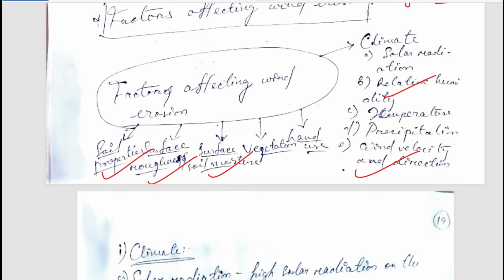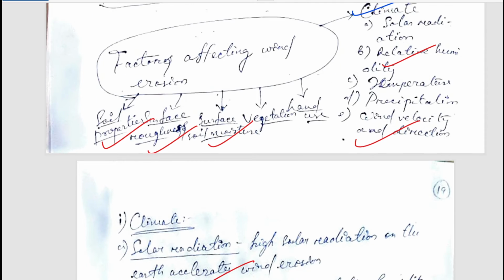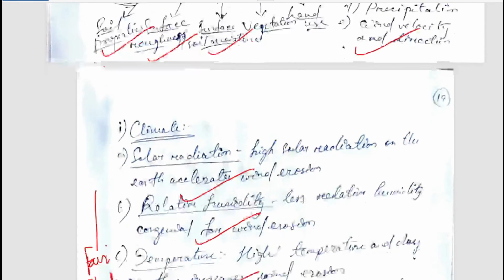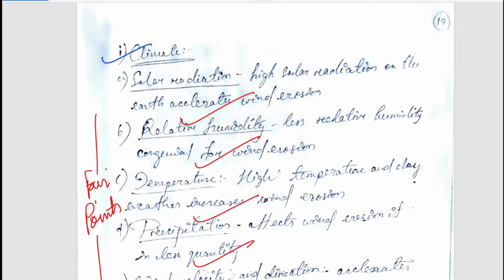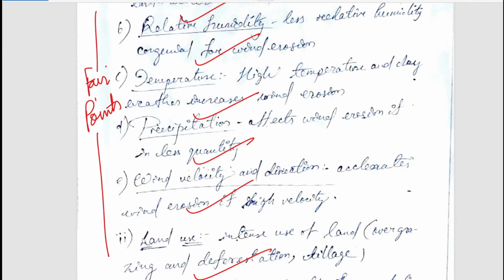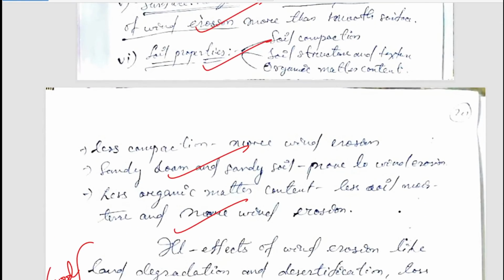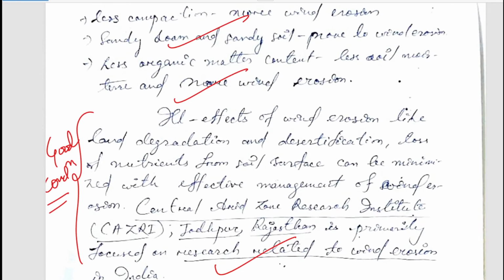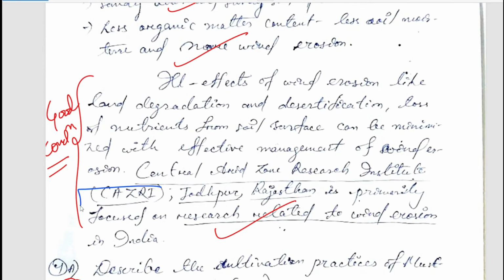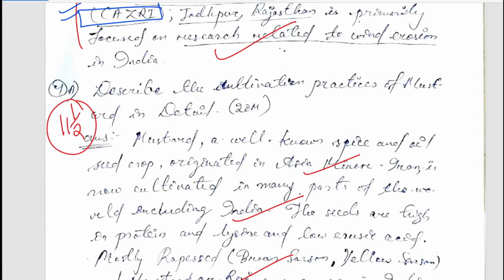Factors affecting have been mentioned: climate, soil properties, vegetation, and all these things have been explained here. Climate factors have been mentioned. Land use factors have been mentioned. Well done point. You can simply pause and read it if you want to. It is concluded well. The student has mentioned CAZRI in the conclusion. All these things enhance your answer when you add some institutes, write about some commissions, some varieties, some data. These things enhance your conclusion.